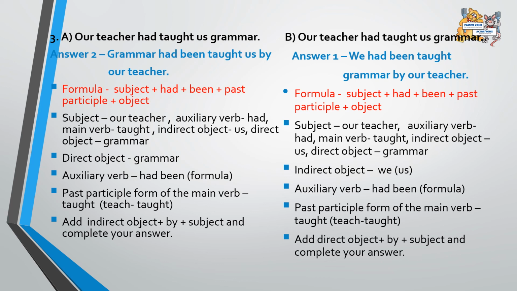Then you should select the auxiliary verb had been from the formula. Now write the past participle form of the main verb teach, that is taught. Finally, add the direct object, by and the subject to complete your answer. The complete answer is: we had been taught grammar by our teacher.